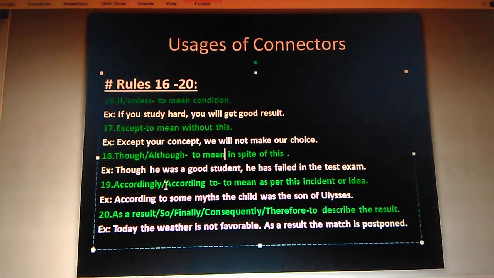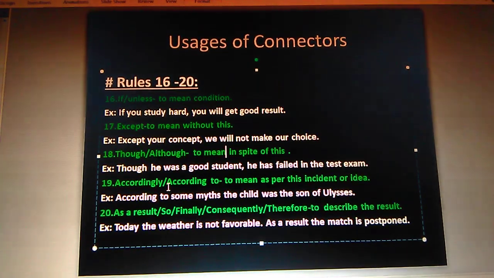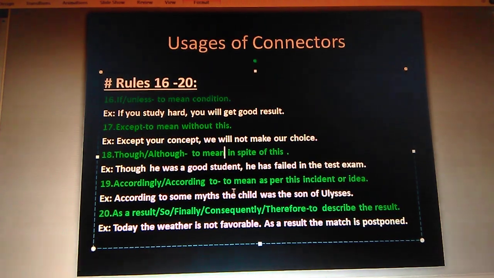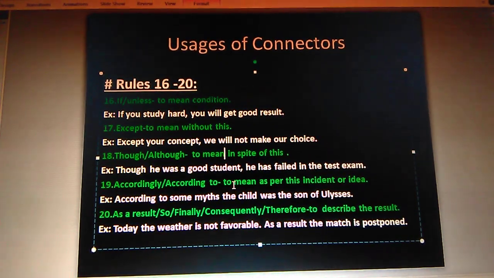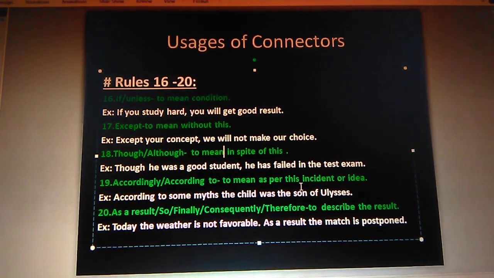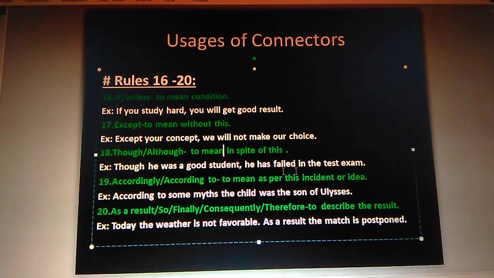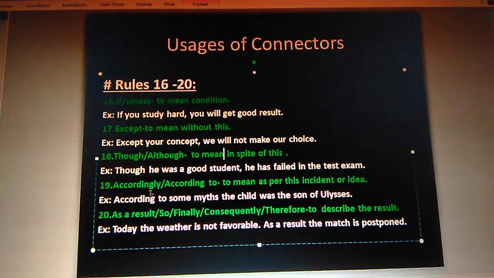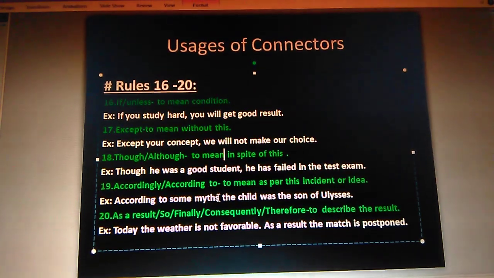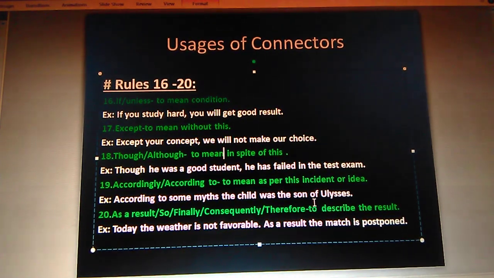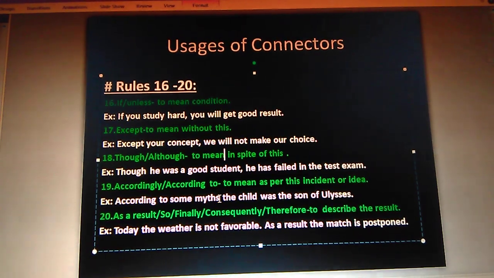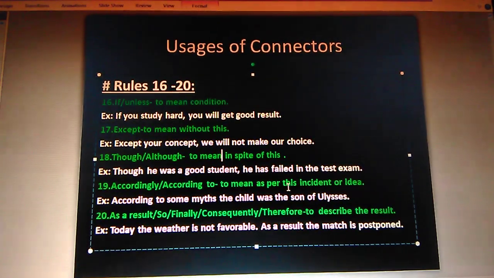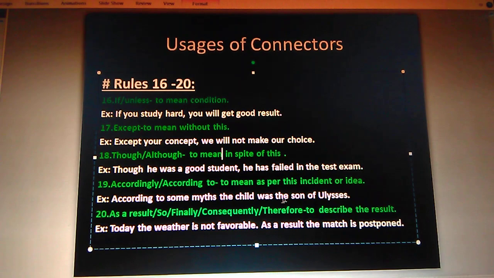According to, or accordingly: these connectors are synonymous. These connectors can be used to mean as per this incident or idea. According to some myths, the child was the son of Ulysses. So according to some myth, we use this connector here.